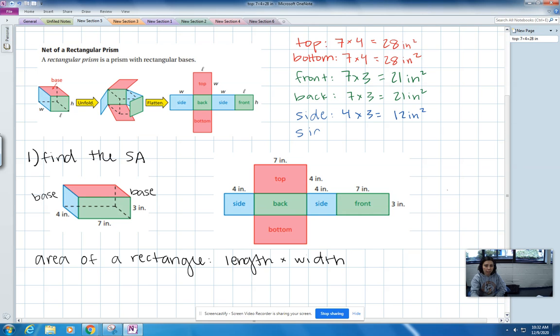And the other side is the same shape, the same measurements. So 4 times 3 gives us an area of 12 inches squared.